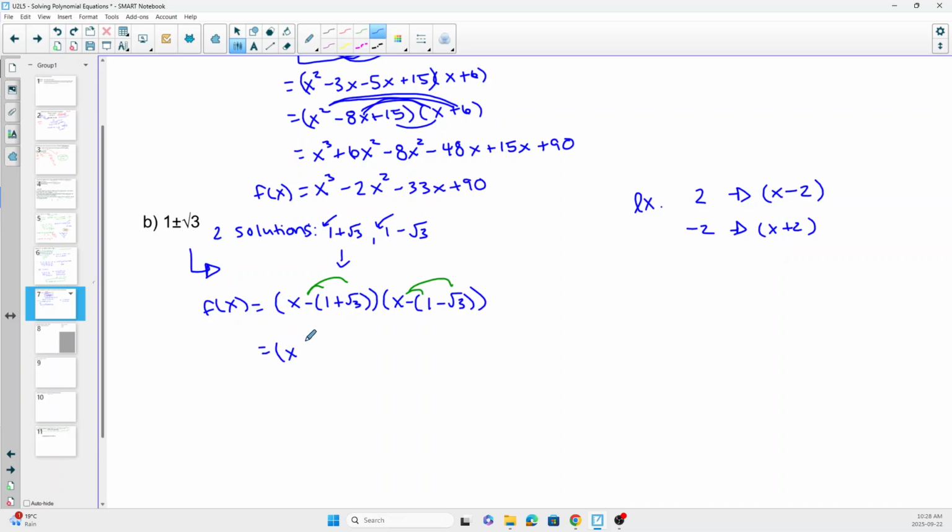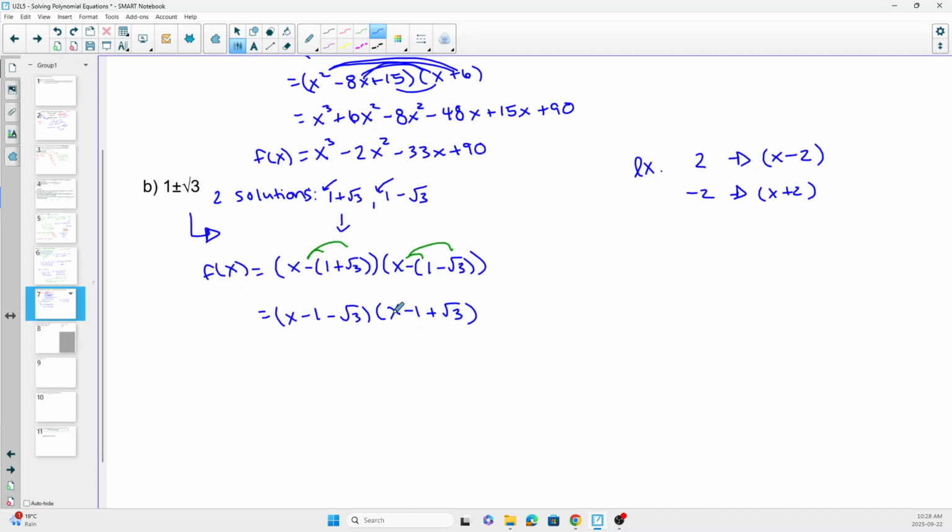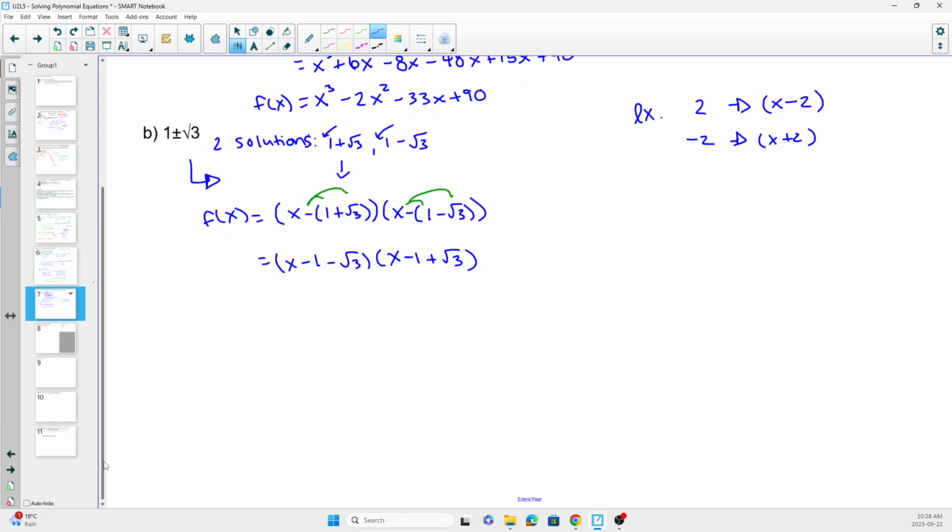So we're going to have x minus 1 minus root 3 over here. And over here we're going to have x minus 1 plus root 3. Okay, so still we're getting closer, but we do not have this in standard form. So now what we need to do, and what I recommend, is you do not combine these numbers because you're going to get some crazy decimals, and you will see what happens when we leave them just as they are.